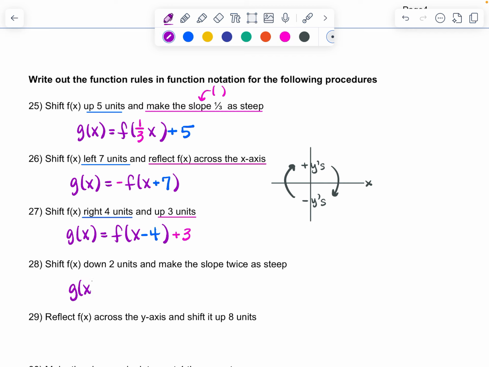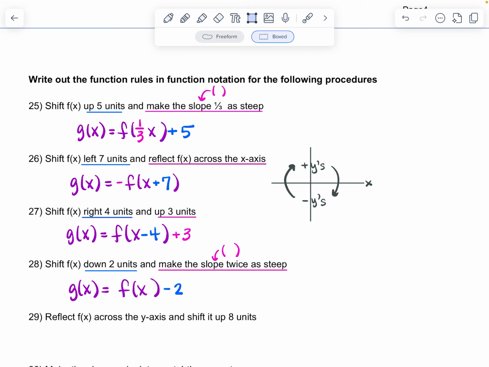All right, next one, g of x equals, I'm just going to go ahead and put my f of x, and I'll manipulate that as I need to. First up, we're going down 2 units. That's a vertical, so we're affecting the y, so that's a minus 2 on the end. And the second thing is we want to make the slope twice as steep. Well, if all you're doing is affecting the slope, that means that number has to go in the parentheses. So the slope is twice as big, so that means I need a 2 multiplier inside with my x.